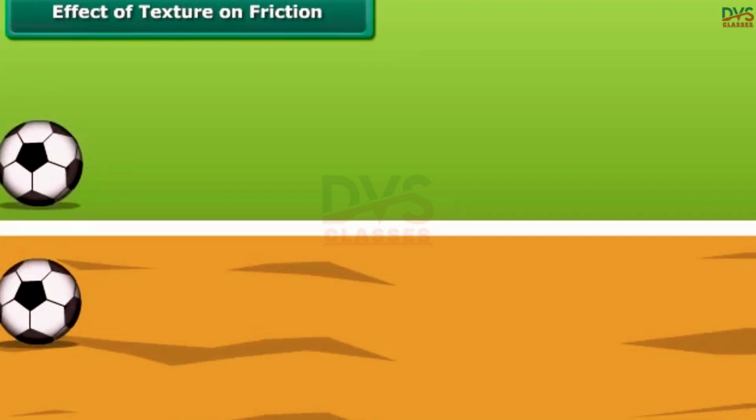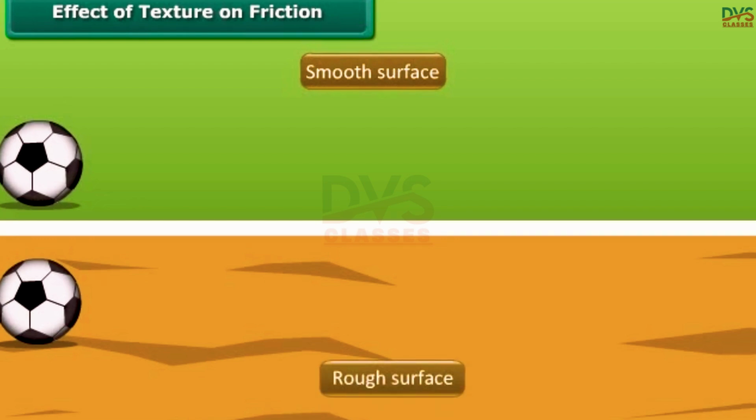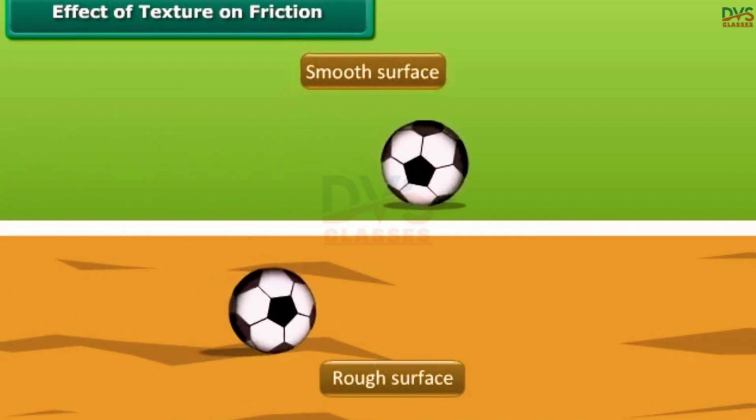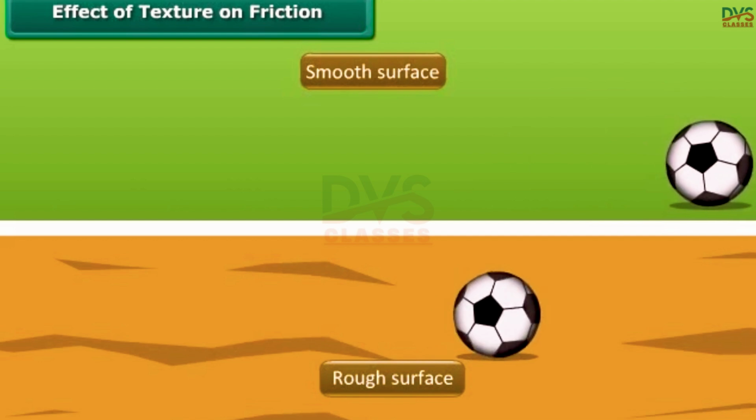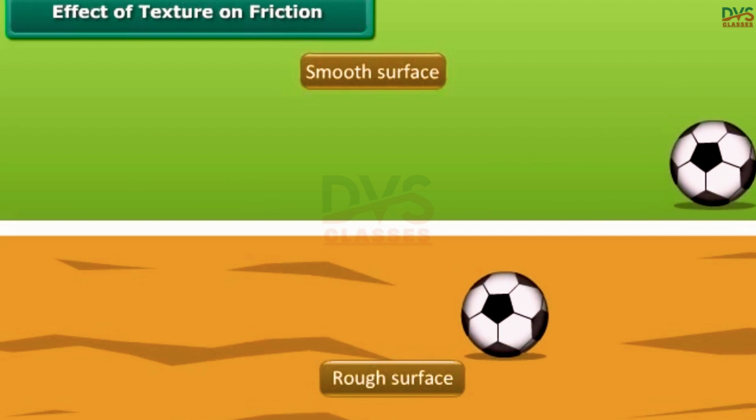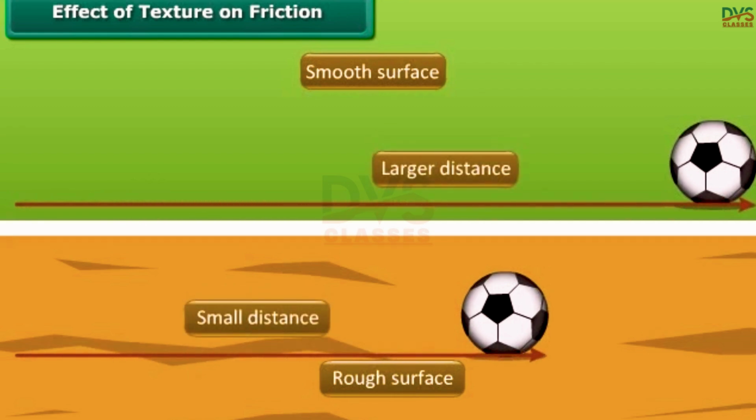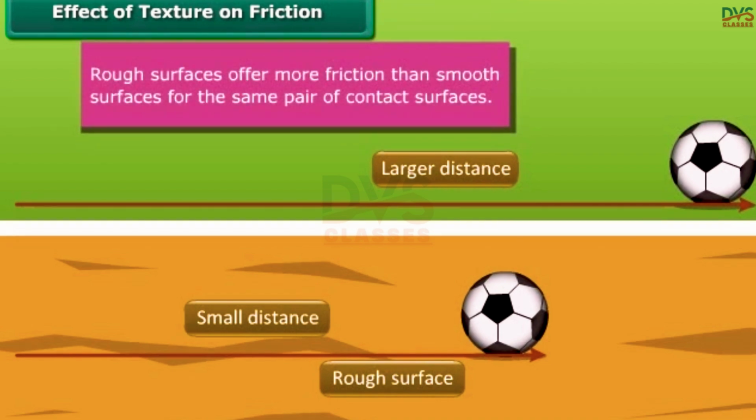In the figure, a ball is rolled on a smooth surface and another similar ball on a rough surface. As you see here, both the balls start rolling on different surfaces with the same speed, same force and at the same time. But the ball which is rolling on the smooth surface travels a larger distance than the ball rolling on the rough surface. This shows that the rough surfaces offer more friction than smooth surfaces for the same pair of contact surfaces. This example proves that friction depends on the texture of contact surfaces.